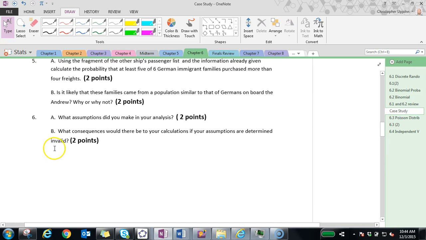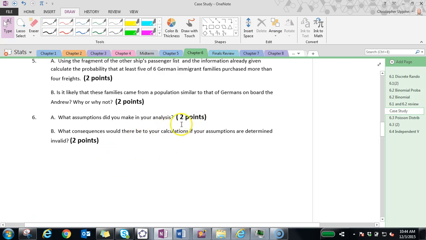What assumptions did you make in your analysis? Not assumptions that you made the things correctly, but assumptions that we all made to do this study. Look through your book. What things have to be true to do this analysis? And if things were different, what consequences would there be to your calculations? Would the money be higher? Would there be more families? Would there be more Germans?